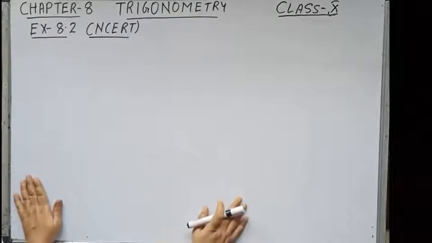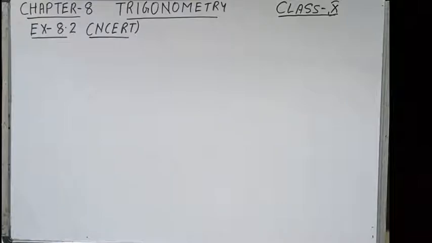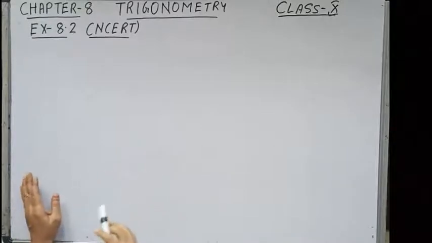So let us continue with exercise 8.2, children. Exercise 8.2, question number 2, we have to do now. The question is: choose the correct option and justify your choice. So children, you keep the book with you. I am not writing the complete questions because it is an objective type of question.